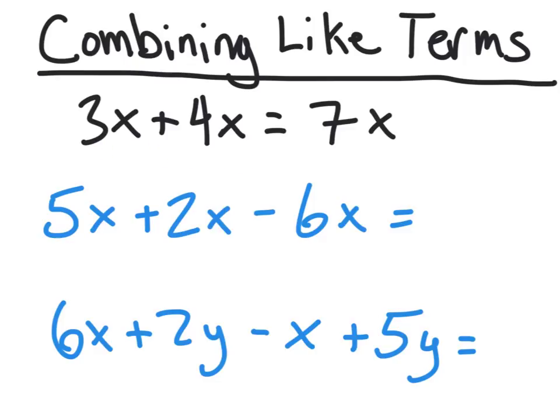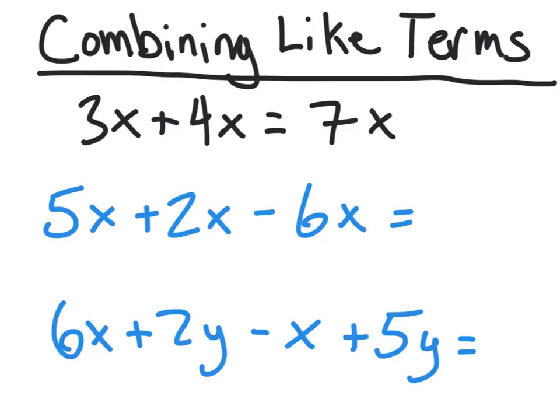Now, when we talk about like terms, all we're really focusing on are the variables. Are they the same, and do they have the same exponents? In this case, 3x and 4x are like terms because they both have an x, and the x is being raised to the first power. Remember, if it doesn't show you the power, it's 1.